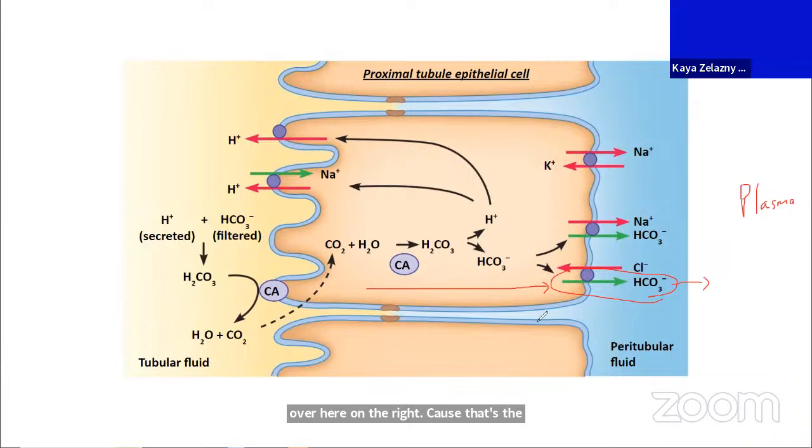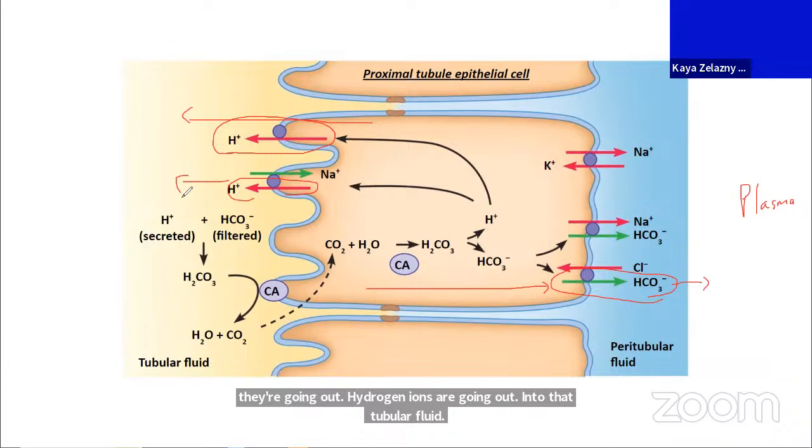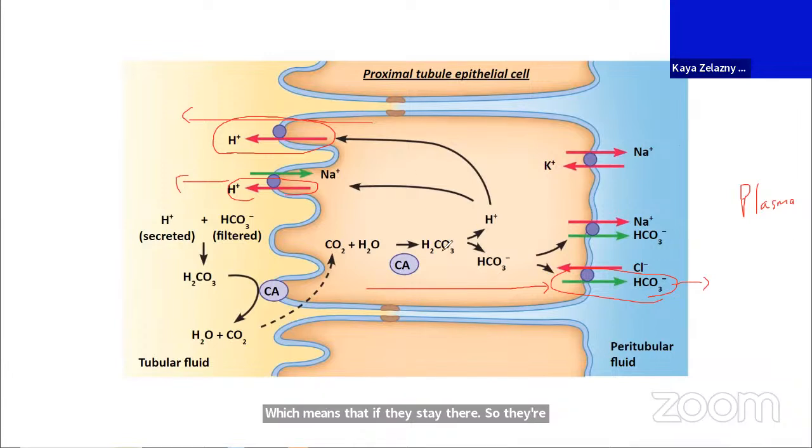So here we have reabsorption of our bicarbonate. And the other thing that we're focusing on is the secretion of the hydrogen ions. Here we see hydrogen ions being secreted, so they're going out into that tubular fluid, which means that if they stay there, you're going to excrete them out in your urine. So we're going opposite directions here.